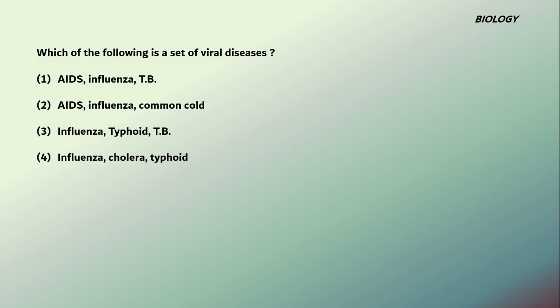Next question on biology. Which of the following is a set of viral diseases? Now for this, we have to know which of these is caused by viruses. If we talk about AIDS, this is caused by HIV, or the human immunodeficiency virus. And so we can see AIDS is a viral disease. Next, if we talk about influenza, it is caused by the influenza virus. And so this is also a viral disease.